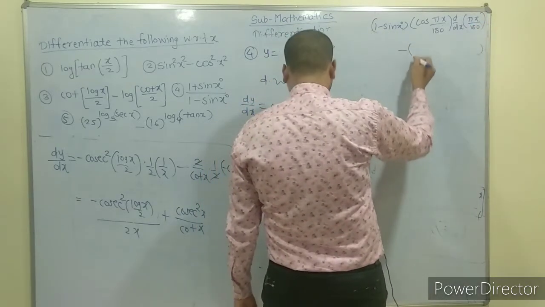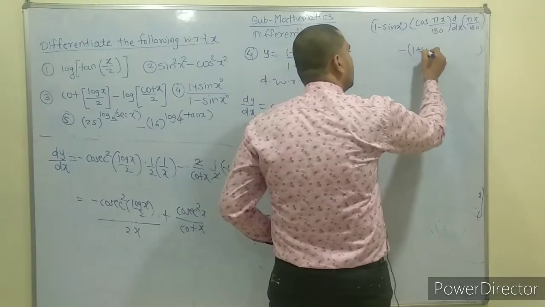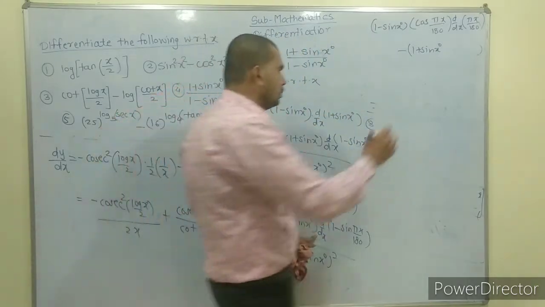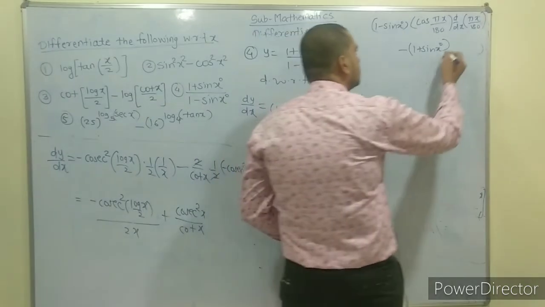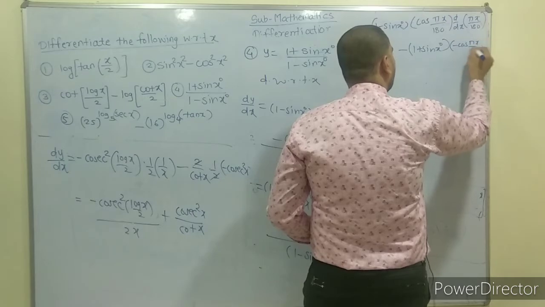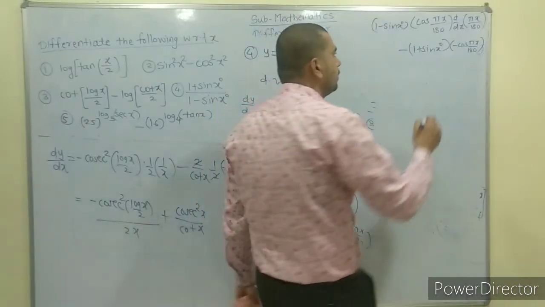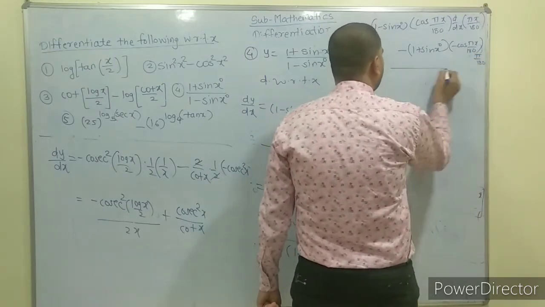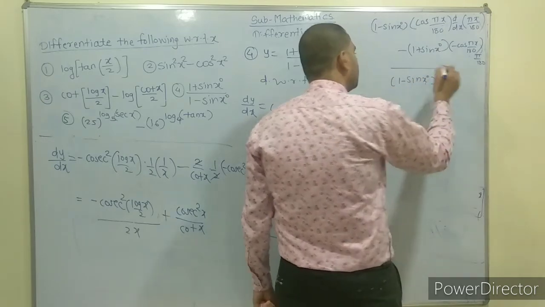minus 1 plus sin x degree into derivative of this one, which is 0, so minus cos pi x upon 180, and derivative of pi x upon 180 is pi by 180, divided by 1 minus sin x degree bracket square.